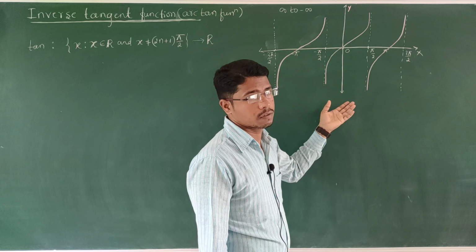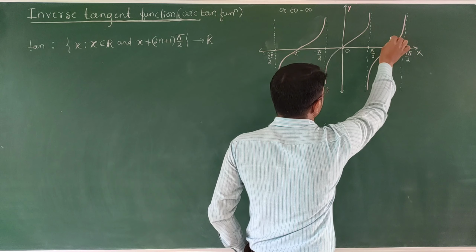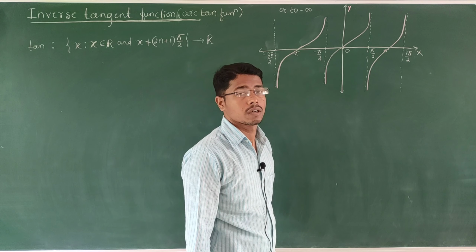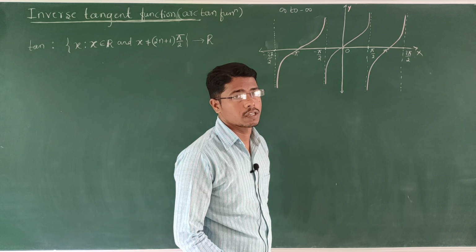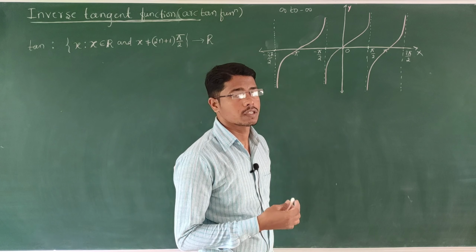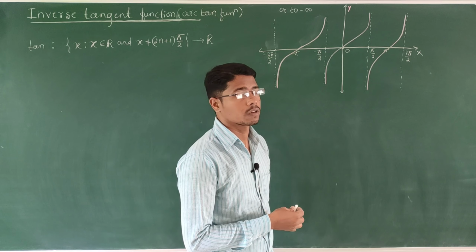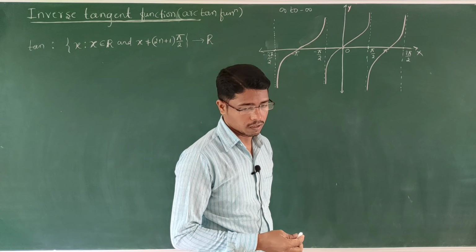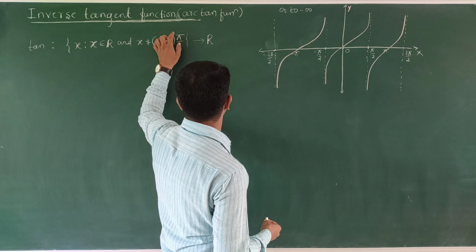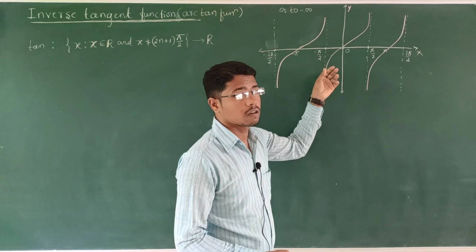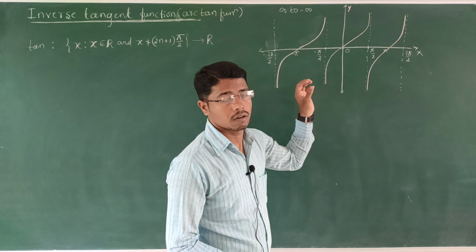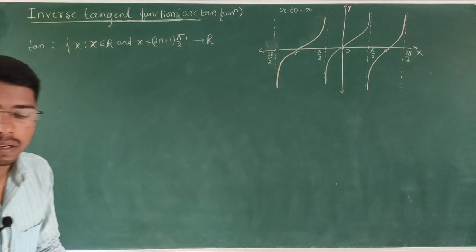It is a periodic function. If I draw a line above and below the x-axis, that line meets the graph at more than one point, therefore it is not one-one and onto, so it is not a bijective function. Basically the tangent function is not invertible. So x not equal to (2n+1)π/2 means the tangent function is not defined at odd multiples of π/2.